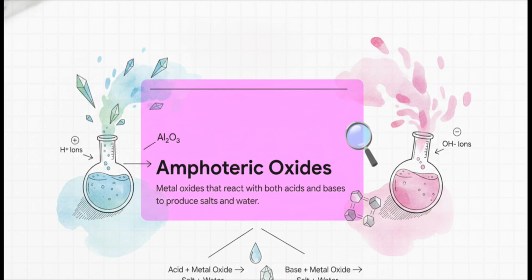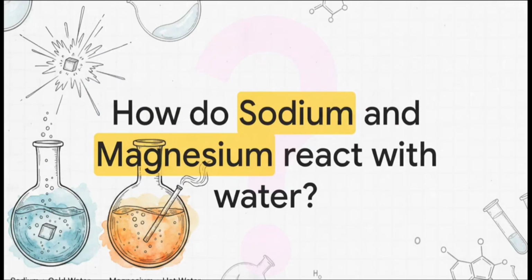Guys, this is a guaranteed high-probability board exam topic. Understanding that they act as an acid when facing a strong base, and as a base when facing a strong acid, is absolutely key to writing out those tricky, balanced equations. But before we reveal all the reaction mechanics, let's do a mini quiz. What do you think happens when we expose different metals to water?